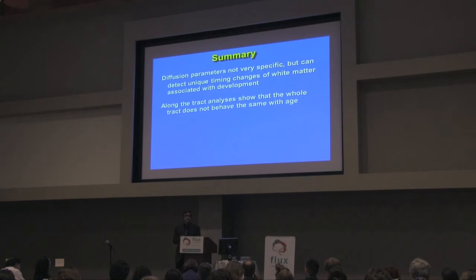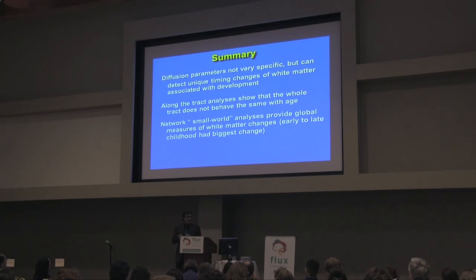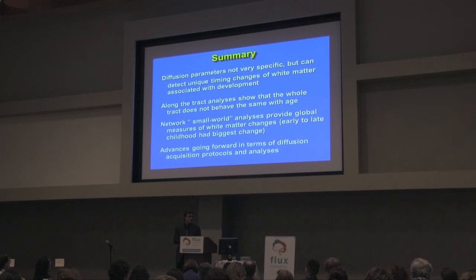Network analysis is still emerging and provides global measures of white matter changes instead of just region by region, and it seems that early to late childhood had the biggest change. And finally, that there's a lot of advances going forward in terms of diffusion acquisition, in terms of the protocols, and in terms of the analyses.